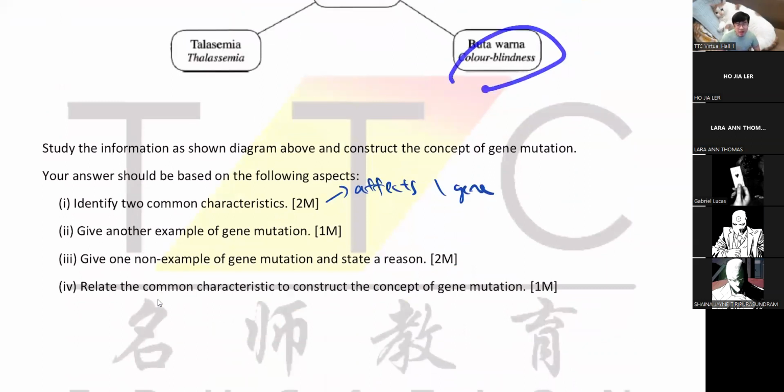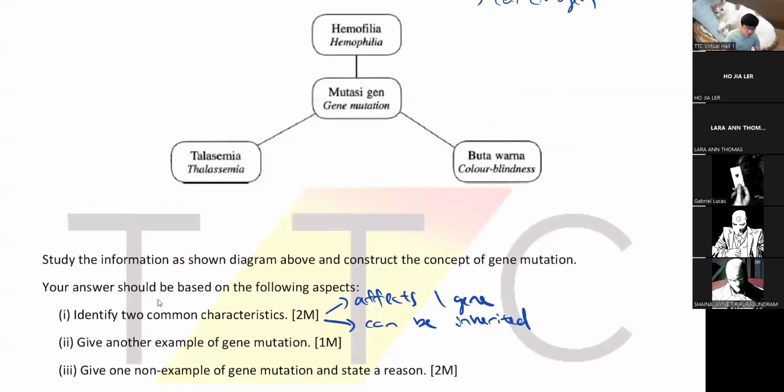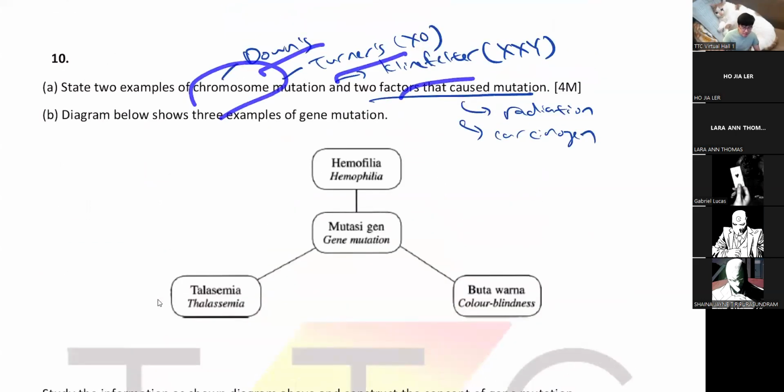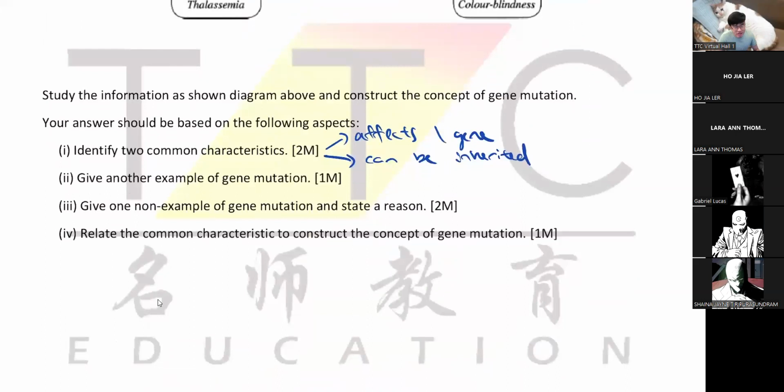Like for example, color blindness. There's only something wrong with your ability to recognize color. That's all. Everything about you is normal. Nothing wrong. Okay, so this affects 1 gene, and this can be inherited. Gene mutation can be passed down, whereas chromosome mutation, Down, Turner, and Klinefelter, you won't pass it down to your next generation. Okay, it can be inherited.